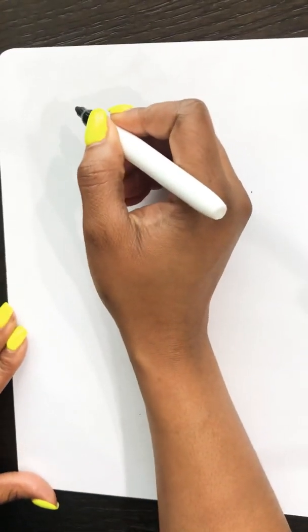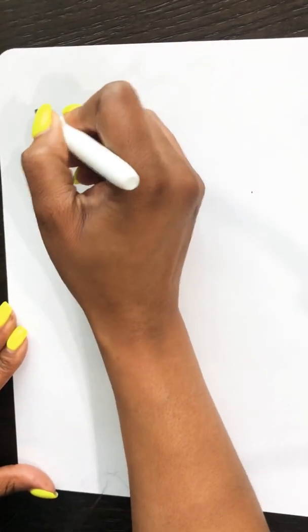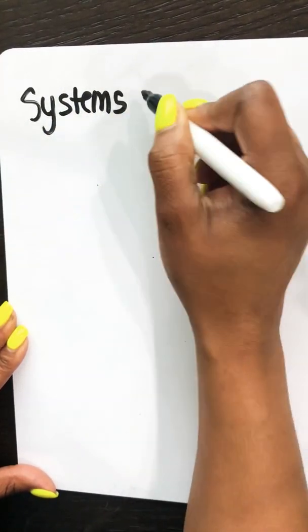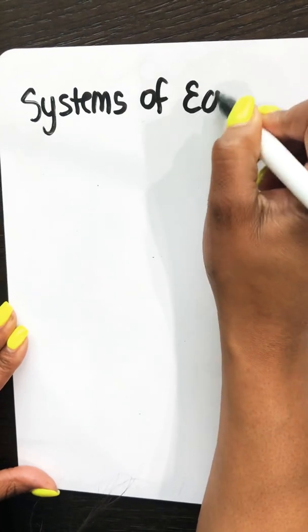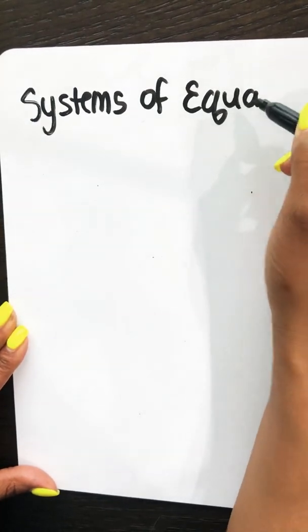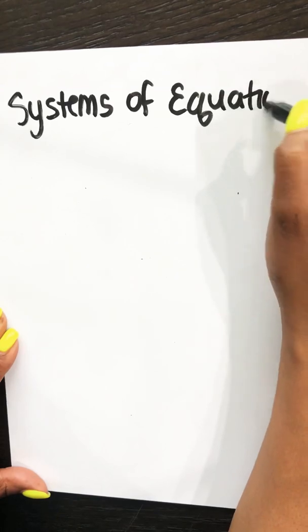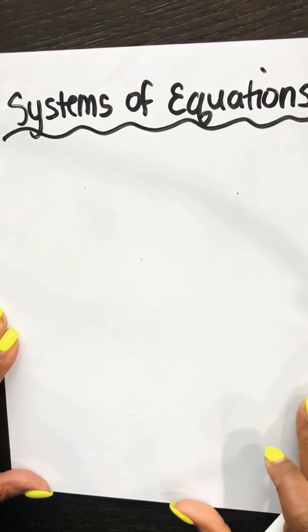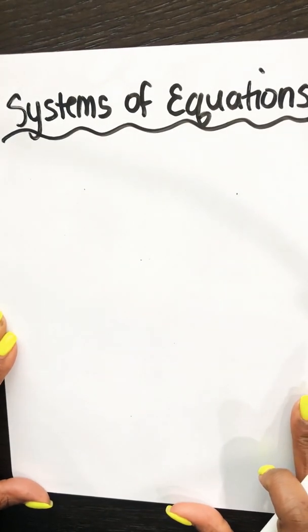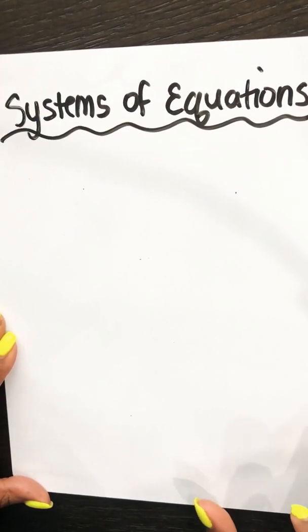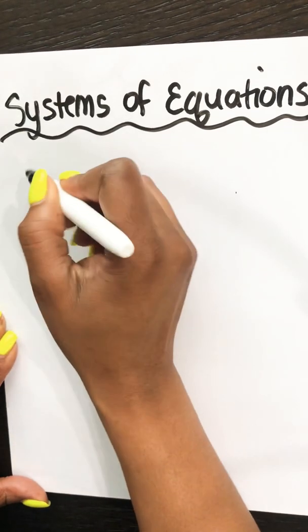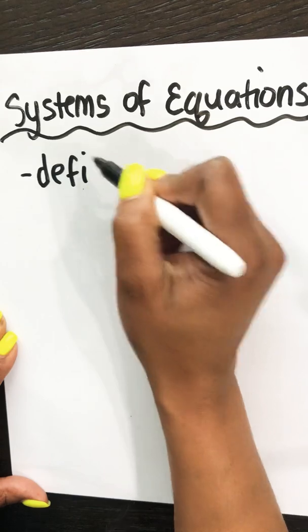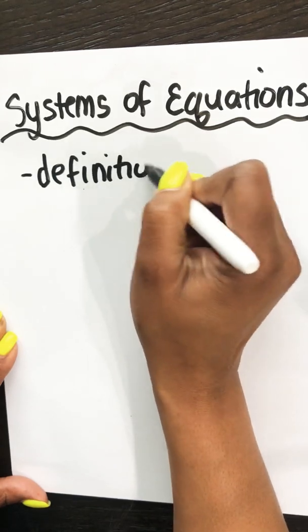Okay, so this is a quick introductory video on systems of equations. I'm going to quickly talk about what a system of equations is. I'm going to discuss the goal of a system of equations, so what is the purpose, and then I'm going to give you some examples, and then I'm going to discuss the 4 methods. So we'll start with the definition.